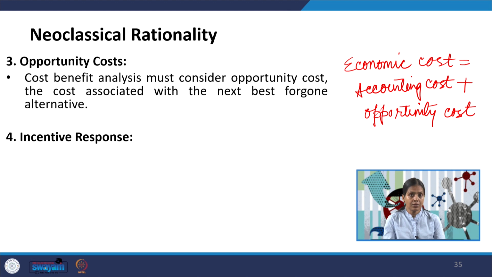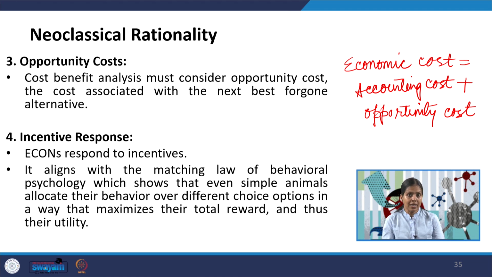Then the fourth concept is incentive response. Econs respond to incentives. It aligns with the matching law of behavioral psychology, which shows that even simple animals allocate their behavior over different choice options in a way that maximizes their total reward and thus their utility. So, the way animals respond to incentives, human beings or rational human beings are also expected to respond to incentives.